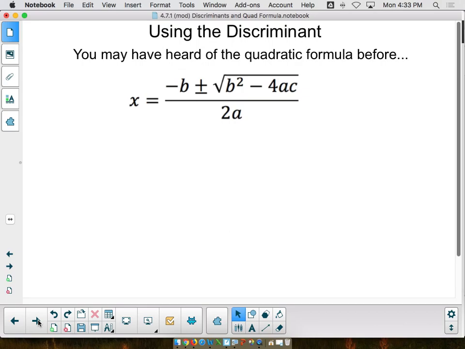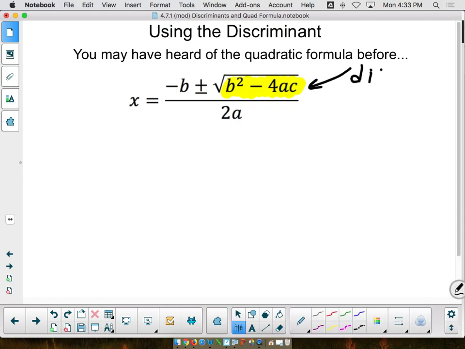This is a sneak preview of tomorrow. The reason that we find the discriminant is because we're going to use what's called the quadratic formula. You may remember using the quadratic formula, you may not remember using the quadratic formula, but what's key here is that underneath the square root is all of this B squared minus 4AC nonsense, and that is exactly what we are calling the discriminant.